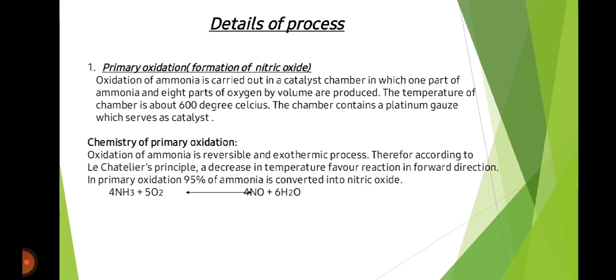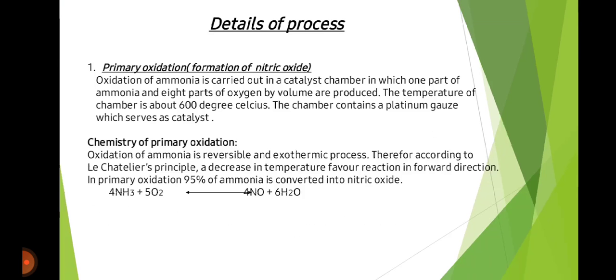Coming to the details of the process, the first step is primary oxidation in which nitric oxide is formed. Oxidation of ammonia is carried out in a catalyst chamber in which one part of ammonia and 8 parts of oxygen by volume are used. The temperature of the chamber is about 600 degrees Celsius. The chamber contains a platinum gauze which serves as a catalyst. Oxidation of ammonia is basically a reversible and exothermic process.